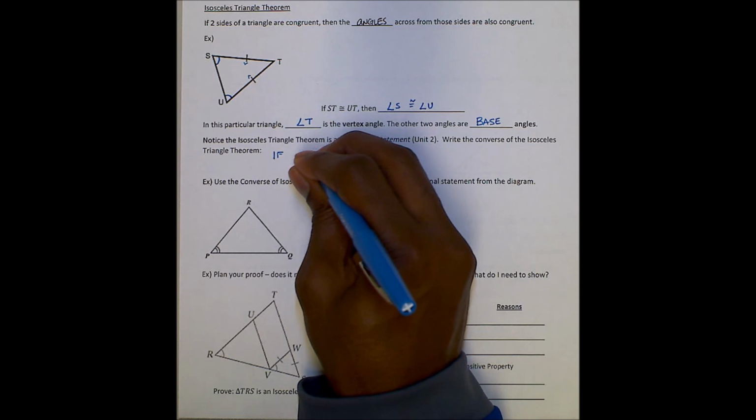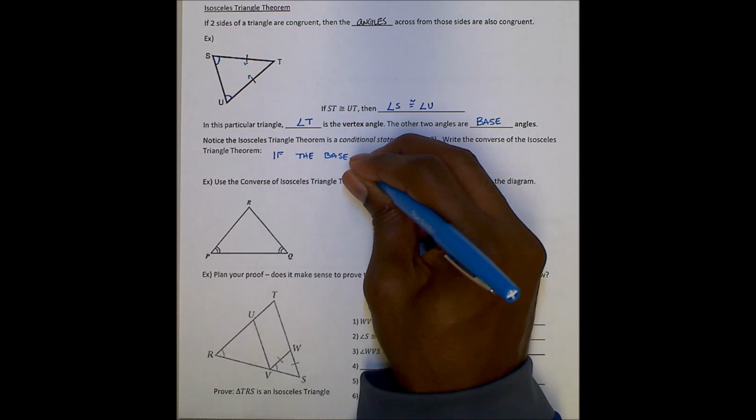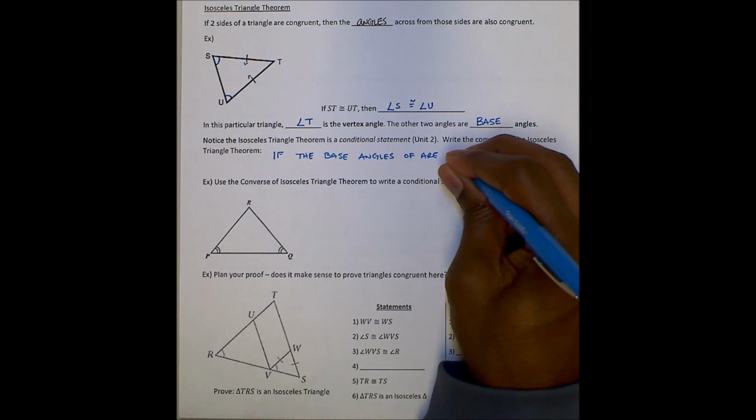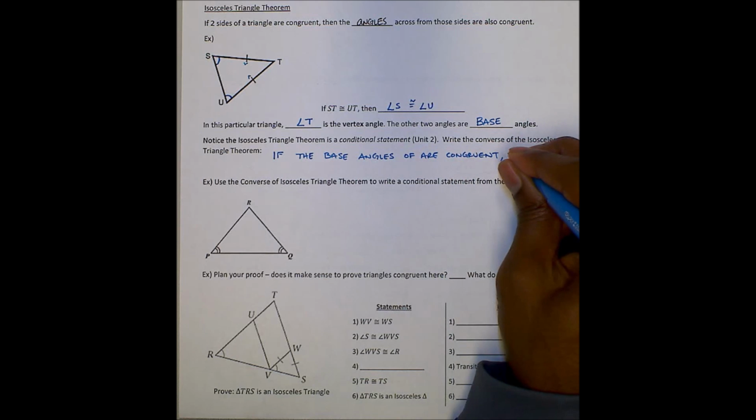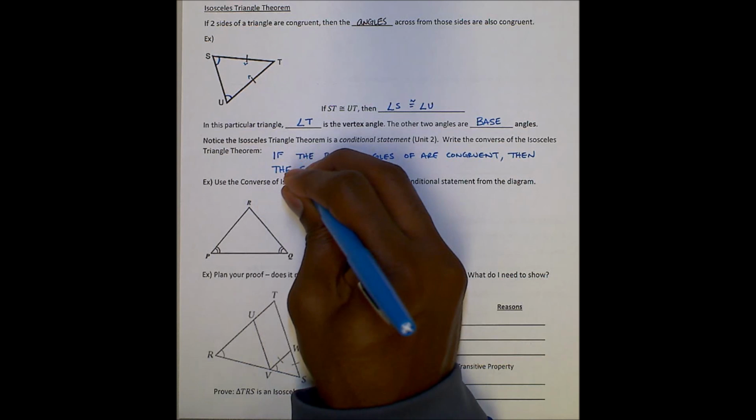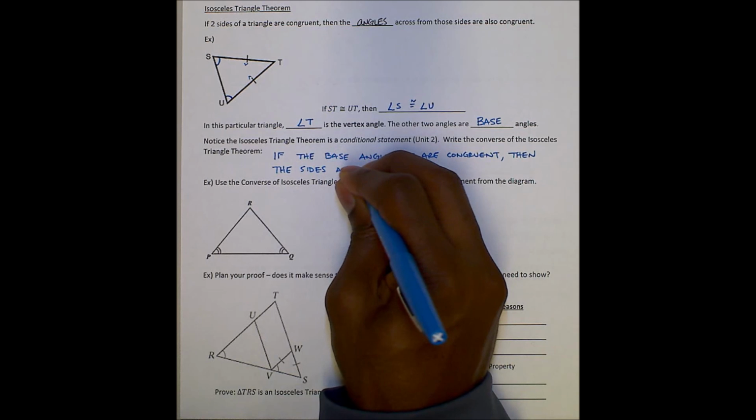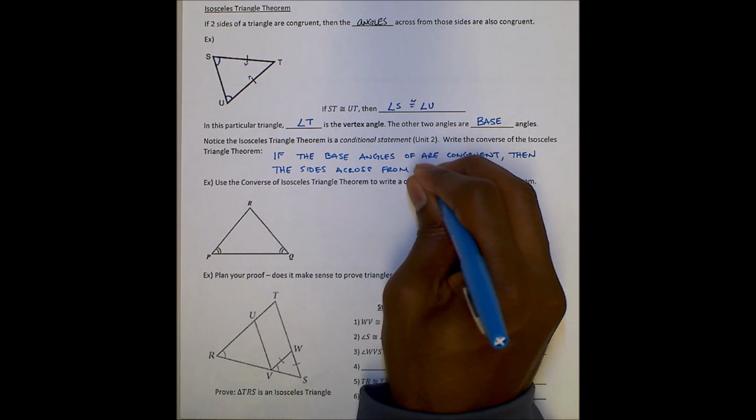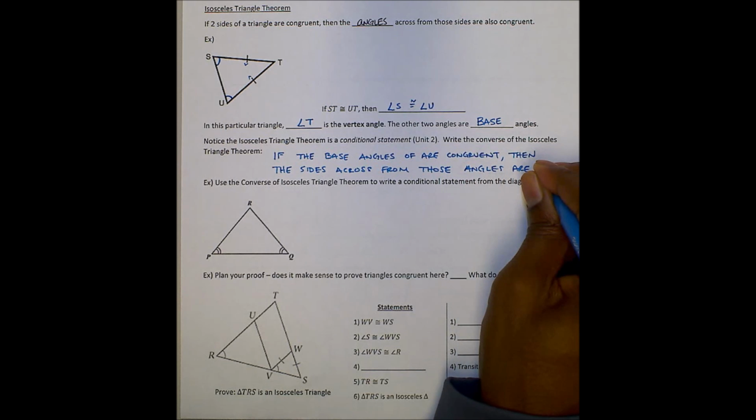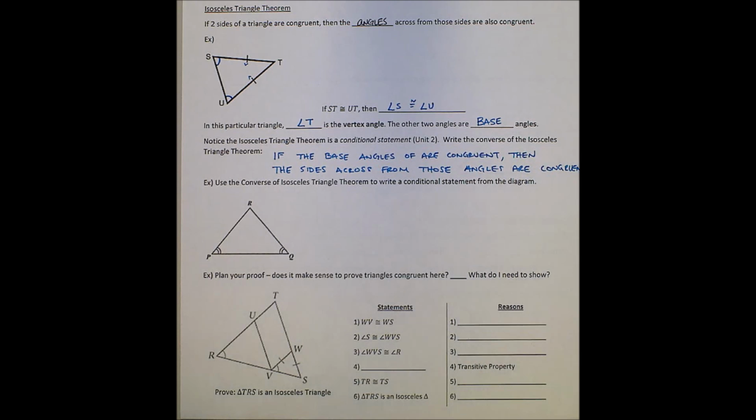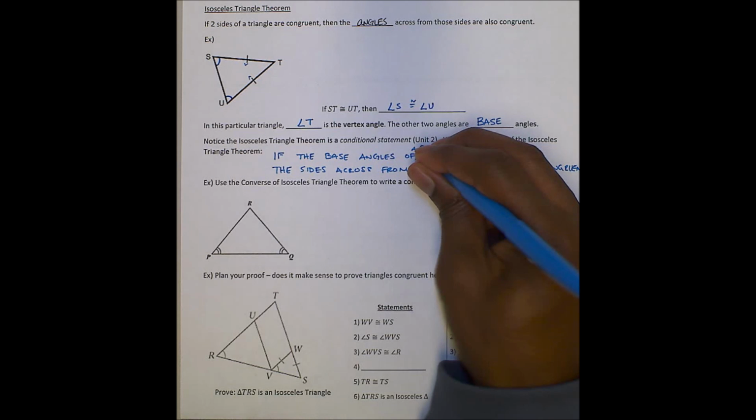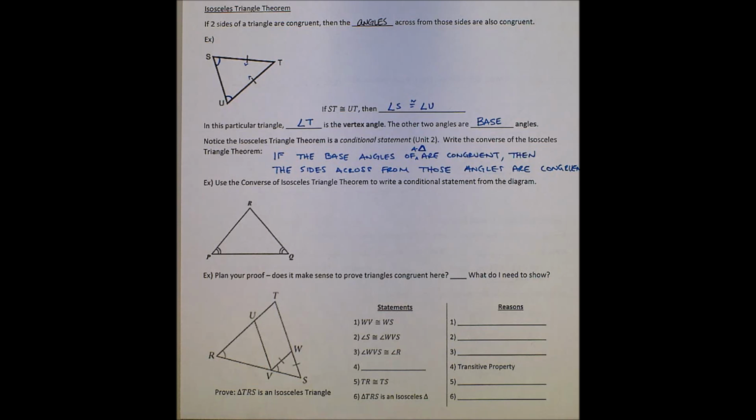we'll just say the base angles of a triangle are congruent, then the sides across from those angles are congruent. So this is the converse of the isosceles triangle theorem: if the base angles of a triangle are congruent, then the sides across from those angles are congruent.